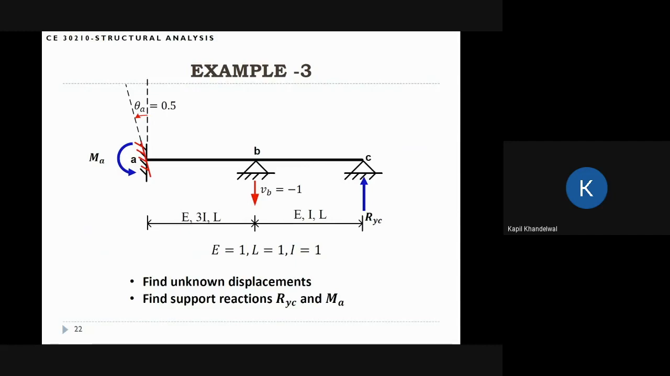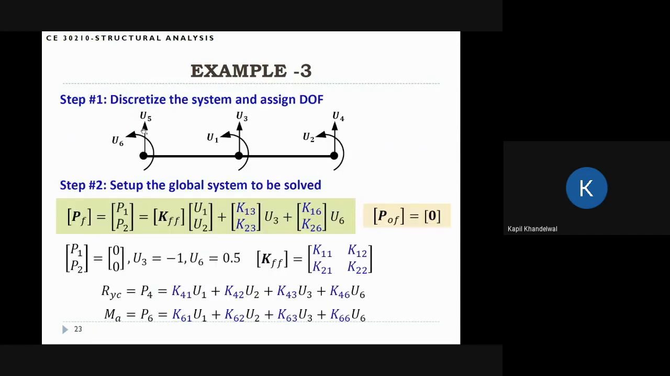So the first step is always to discretize the system and find the free degrees of freedom, the degrees of freedom that we need to worry about. You can see that there are only 2 free degrees of freedom here. One is the rotation at B and one is the rotation at C. Okay. So this is how I'm discretizing the system and assigning the degrees of freedom.